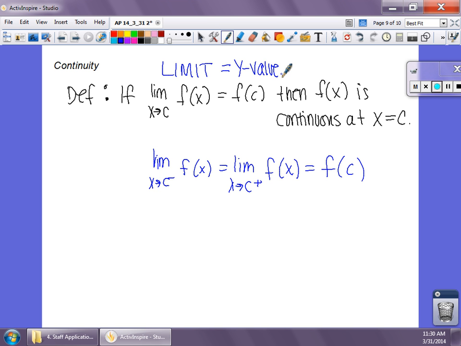So that's why this definition will say why the removable discontinuity is not continuous, but every other point that's continuous, it should make sense. You're going to go to the point, but you're also going to be at the point. That's what the definition states.